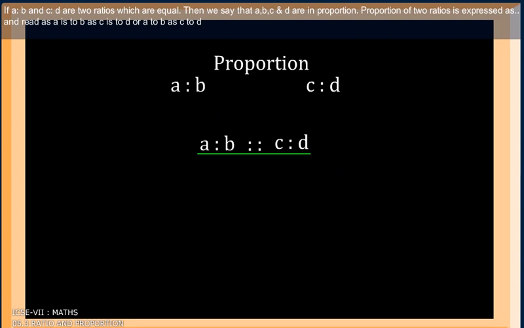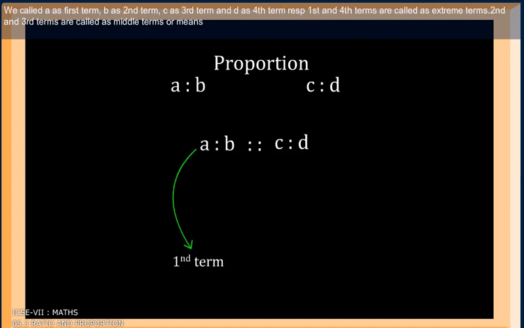Proportion of two ratios is expressed as, and read as, A is to B as C is to D, or A to B as C to D. We call A the first term, B the second term, C the third term and D the fourth term respectively.